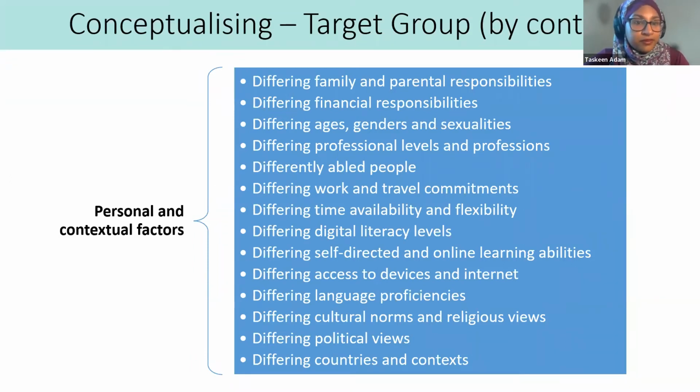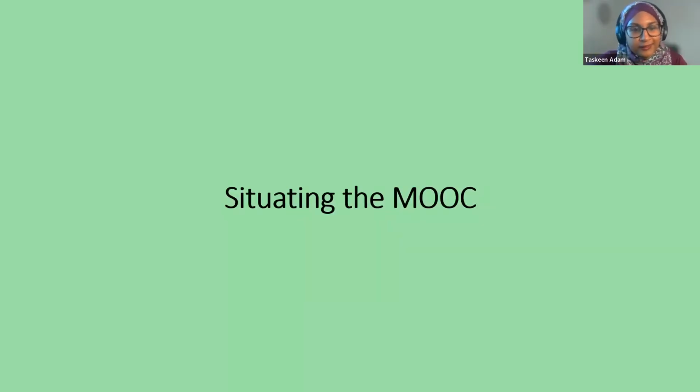For example, people with different family or parental responsibilities, which can drastically impact the time and flexibility that you need to build into the course. People might have different learning abilities. There is also access to devices and internet, which is the main one that we often focus on, but also different cultural norms and religious views, different political views, different time zones. There are so many things to think about. So when you're designing a course, intentionally think about all the different groups that you want to reach out to and how you're addressing them in this course. I think I'm taking a bit long, so I'm going to skip to the next section.